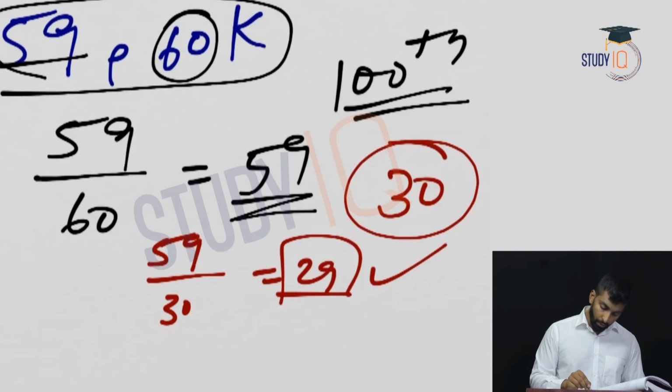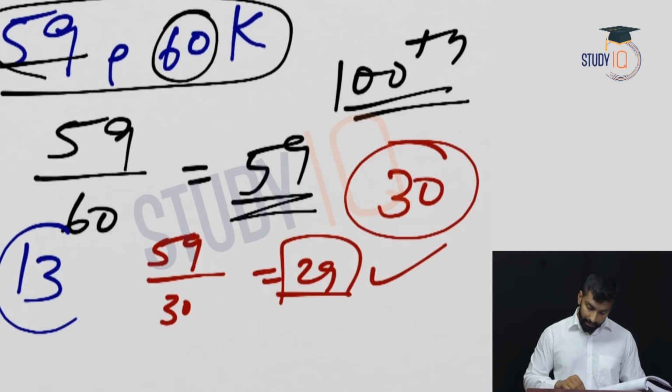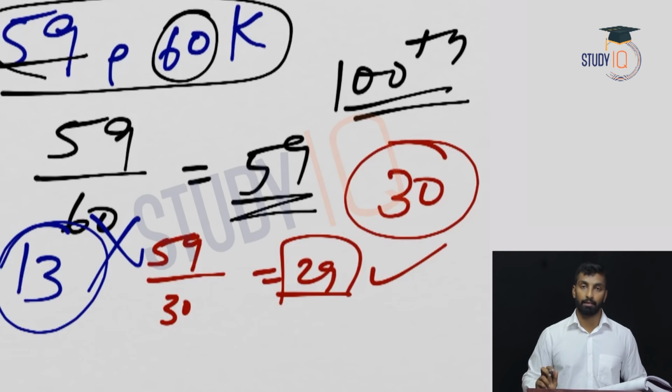But what if they ask you what will be the remainder if 13 divides the same number? Then your answer cannot be determined because 13 is not a factor.